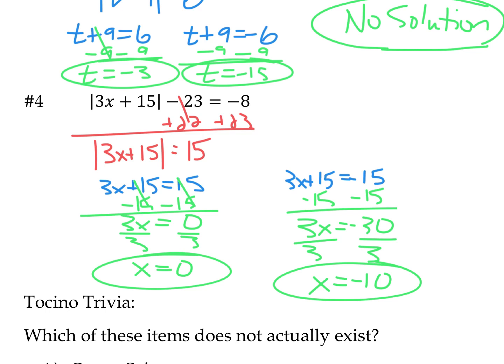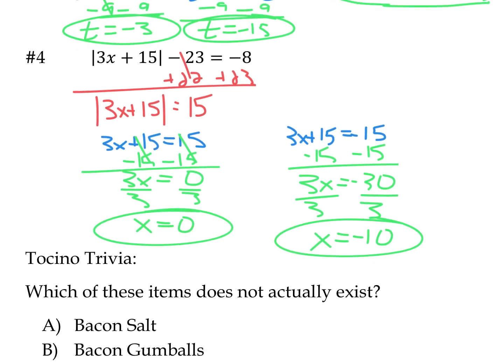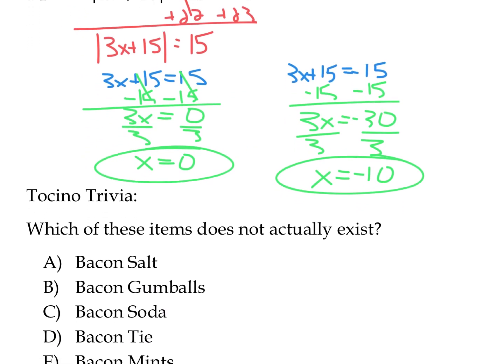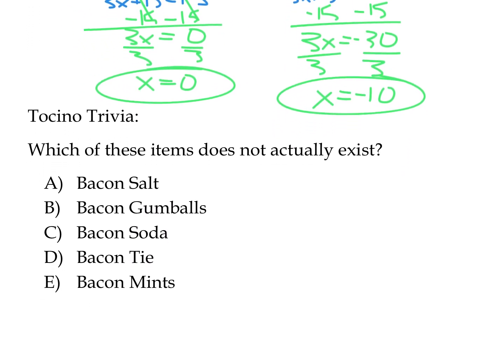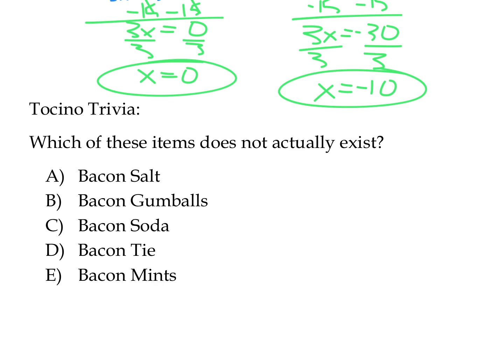All right, before we see some more absolute value equations, little tocino trivia. If you know any Spanish, tocino is Spanish for bacon. All right, so bacon trivia. Which of these items doesn't exist? I mean, so many bacon items out there. Many of them are terrible as well. Bacon salt's pretty good. Some of those other ones, the bacon flavor on things is quite trash most of the time, pretty fakey. So any of those that you think might not exist, you're wrong.